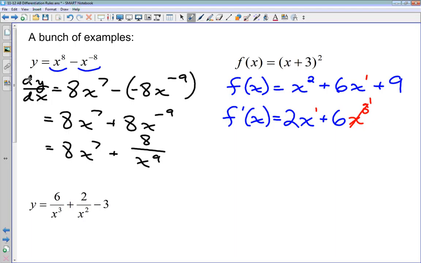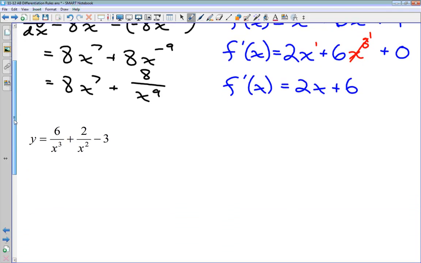Then our last term, 9, well, 9 is a constant, so the derivative of a constant is just 0. So it would be like having a plus 0 there on the end. So we can clean this up a little bit. 2x plus 6 is our derivative, because we never write the plus 0 terms or things like that.